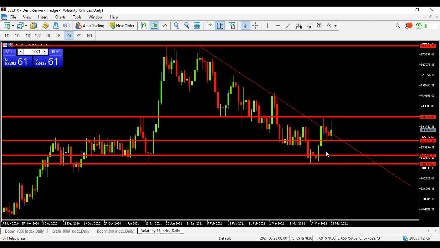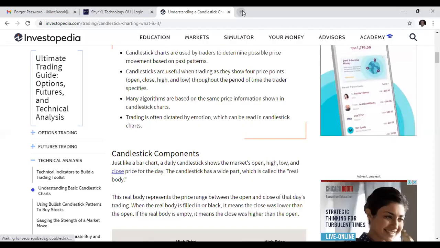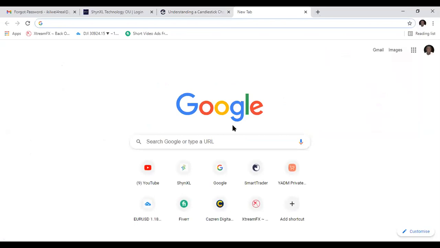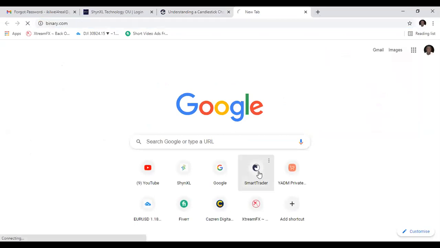How can you find V75 in Trading View? Okay, if you want to find V75 in Trading View, it's very simple. Let me show you. You just go to your Trading View like this. I say Trading View, go to your binary.com account.